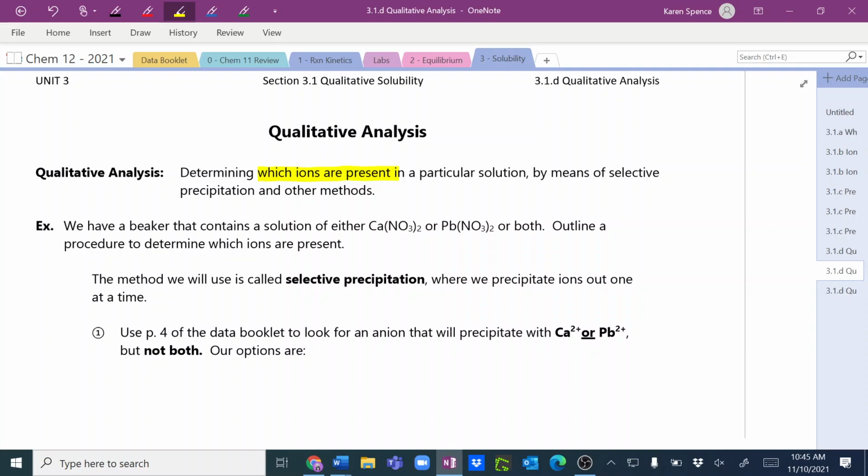One of the methods that we use is called selective precipitation, where we precipitate ions out one at a time. There are other methods that we use as well.